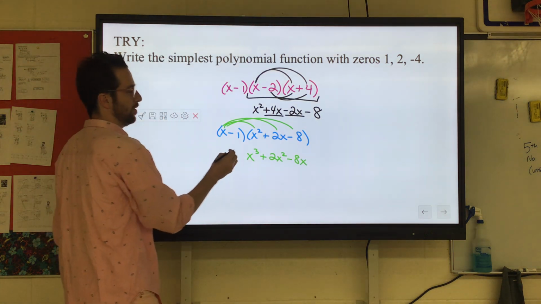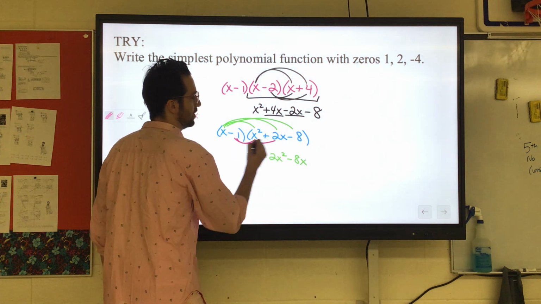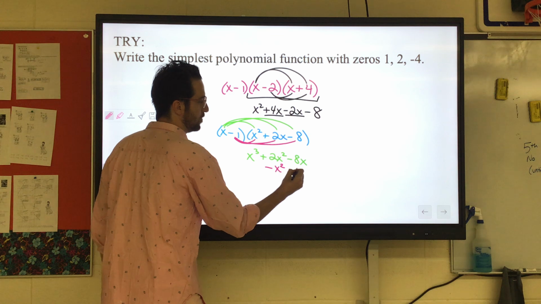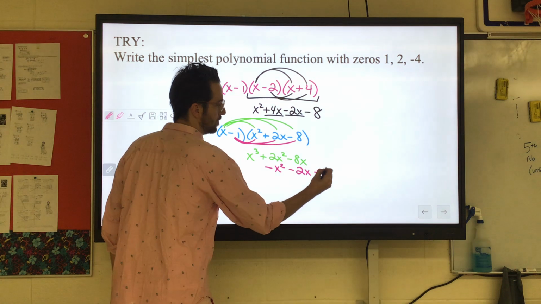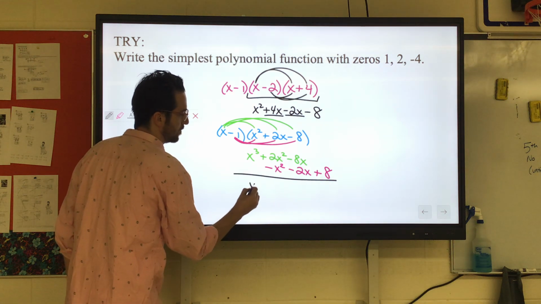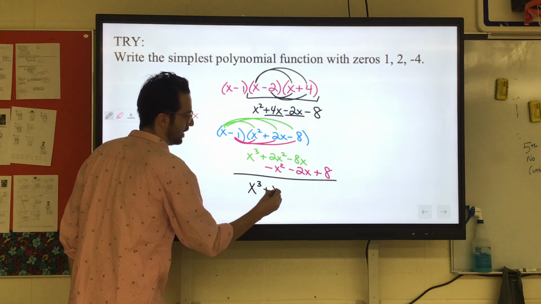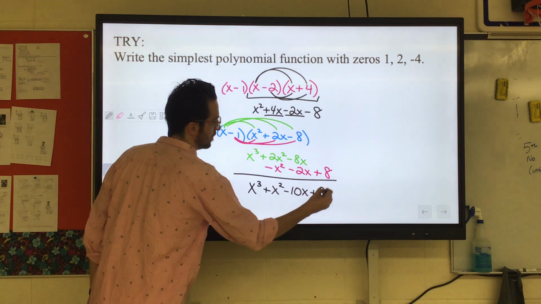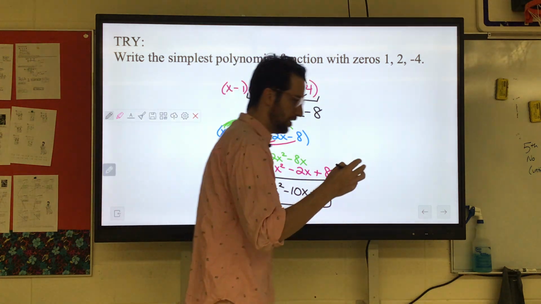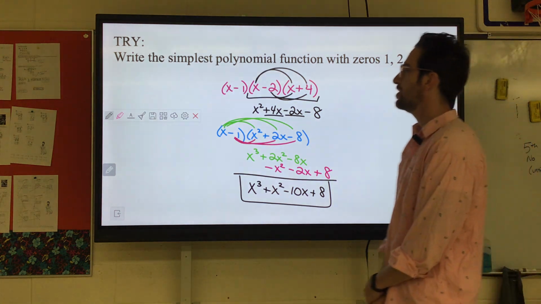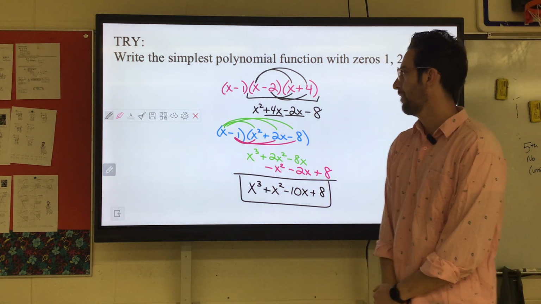Now we're going to multiply by -1, which just makes everything the opposite. -x squared, -2x, and plus 8. Combining our like terms here, we have x to the third plus x squared minus 10x plus 8. There it is, folks. That wasn't too bad, huh? Hopefully you did a good job on that one.